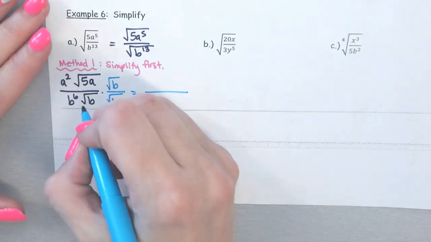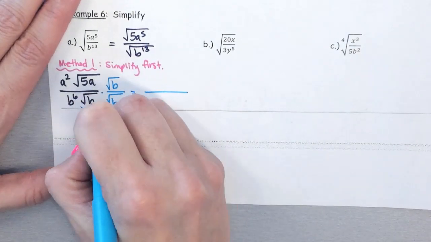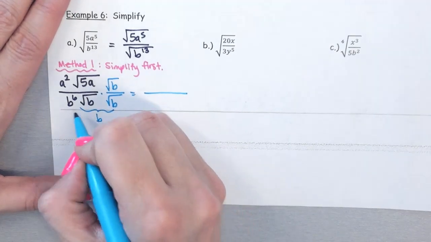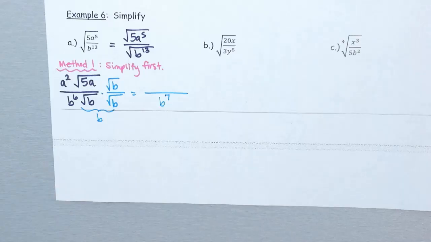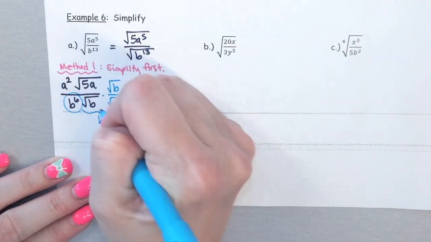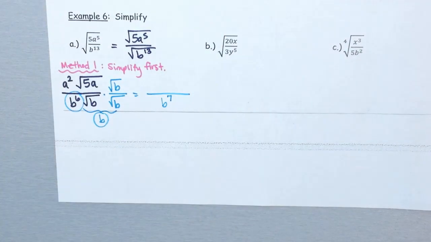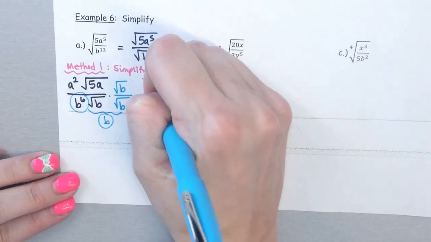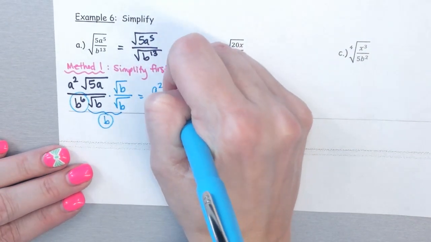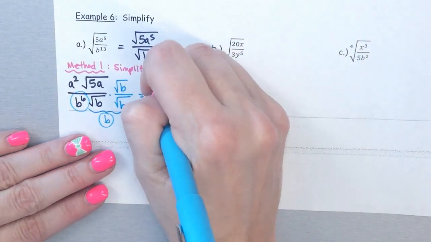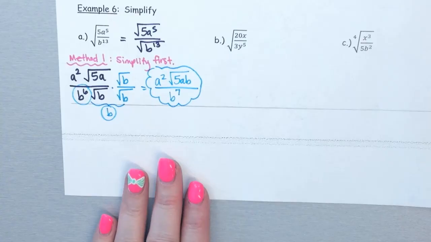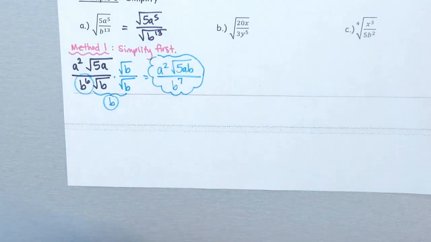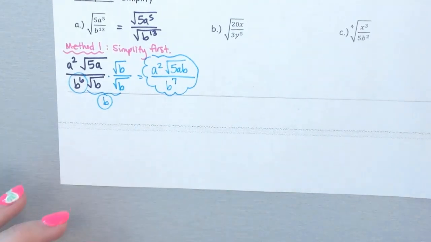If you do that, the square root of b times the square root of b is b. So b times b to the 6 is b to the 7th. Okay, so don't forget to multiply b by b to the 6. And then this would be a squared square root of 5ab. Okay, so like I said, I do think most of you are going to like that. And then some of you might just want to simplify at the end.